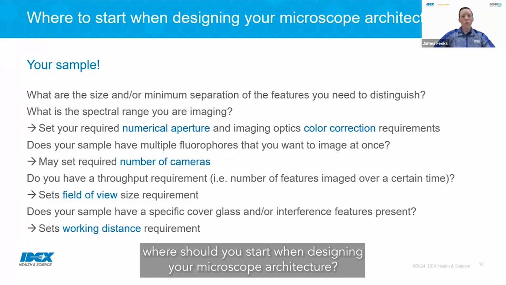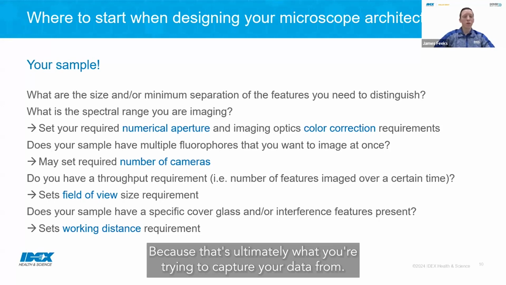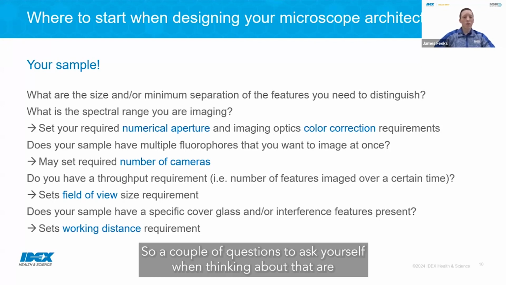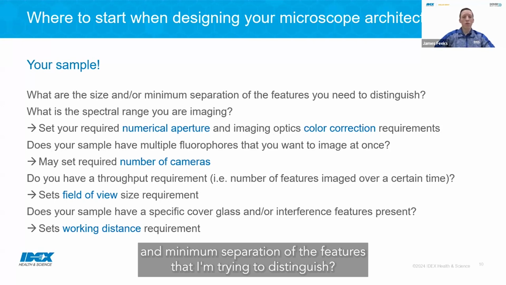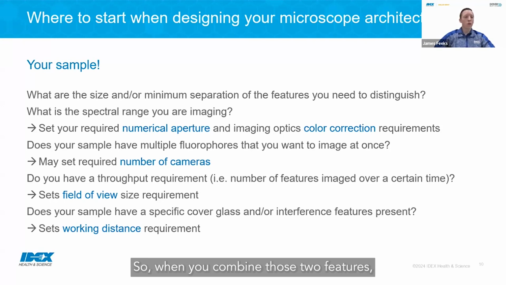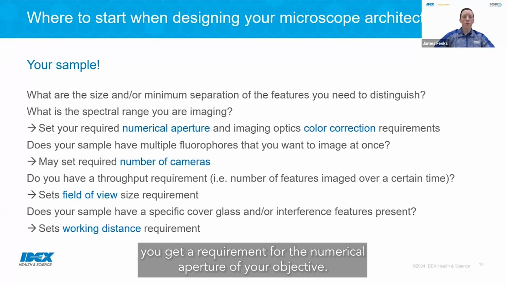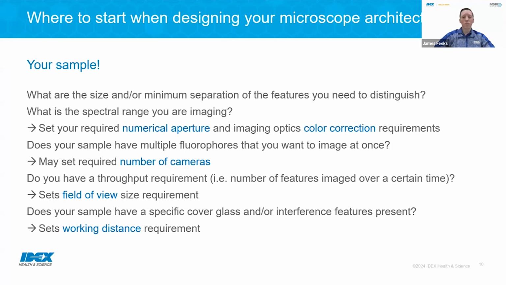Getting right into it, where should you start when designing your microscope architecture? Well, I always like to start with the sample, because that's ultimately what you're trying to capture your data from, and you want to be able to optimize your system to that sample. A couple of questions to ask yourself when thinking about that are, what are the size and minimum separation of the features that I'm trying to distinguish? Alongside that is, what is the spectral range of what I'm trying to image? When you combine those two features, you get a requirement for the numerical aperture of your objective. And particularly with that spectral range, you get information on what the color correction requirements are for your imaging optics.